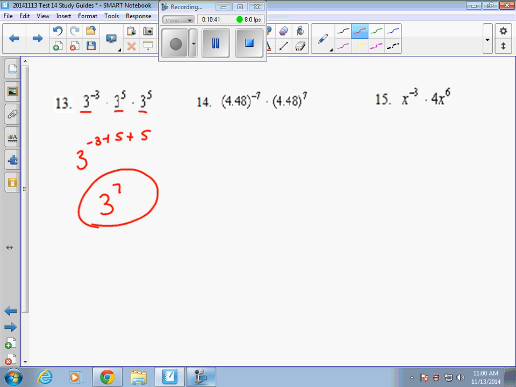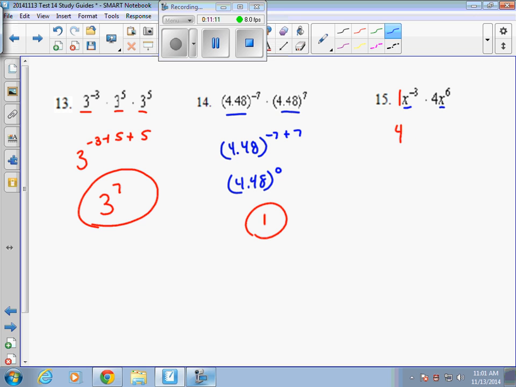4.48 to the negative 7th times 4.48 to the positive 7th. Same bases again. Add the exponents, negative 7 plus 7, and you get 4.48 to the 0 power. We know from a little while ago, anything to the 0 power is 1. Okay, there's a 1 here that's not written. When you multiply 1 and 4, you get 4. Then you multiply in the same bases, x times x. So you do x to the negative 3 plus 6. That gives you 4x to the 3rd.